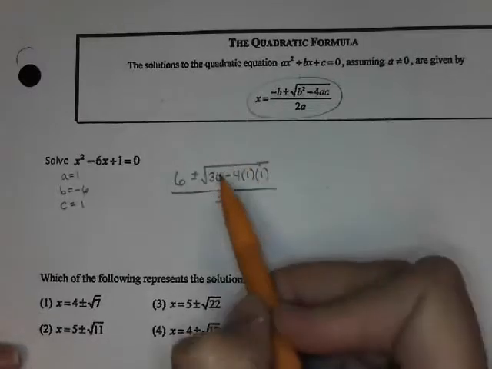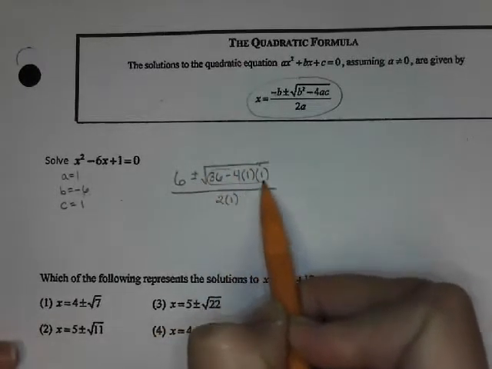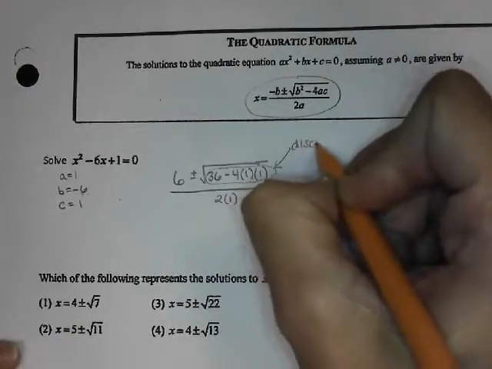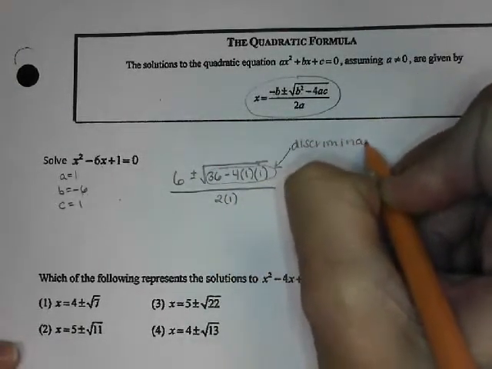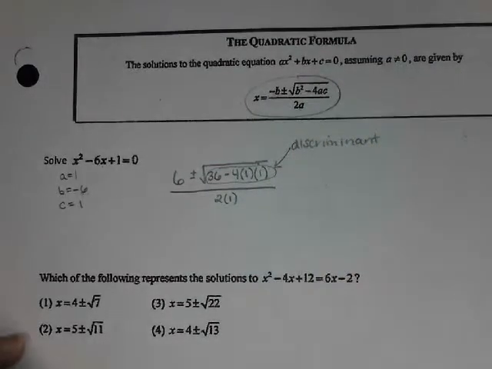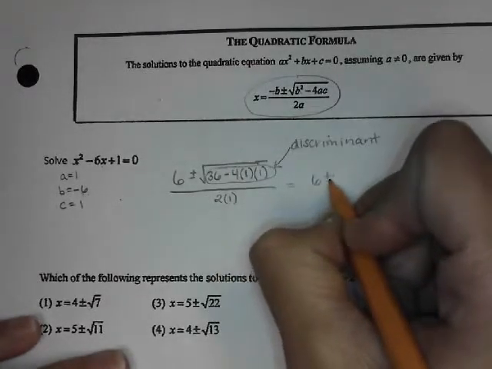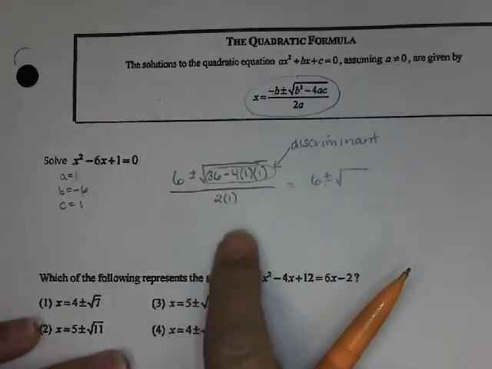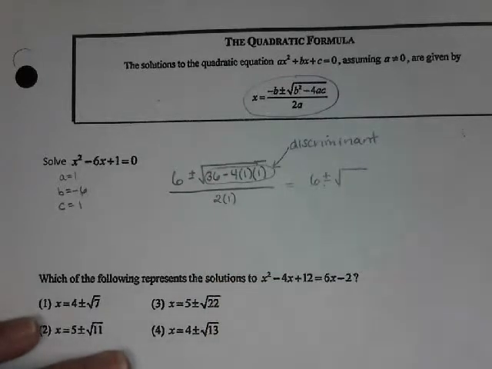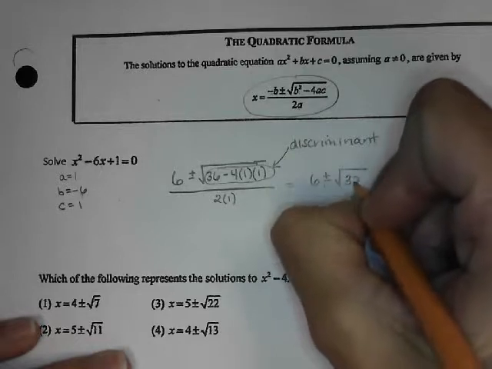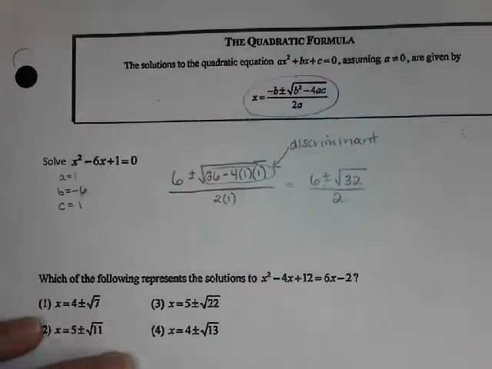So we go and we simplify. I always say simplify what's underneath the radical first. We're going to learn later that that value is called the discriminant, which is going to have a key meaning. So on our calculator, 6 plus or minus the square root of 36 minus 4 times 1 times 1 is minus 4. 36 minus 4 is 32 all over 2.